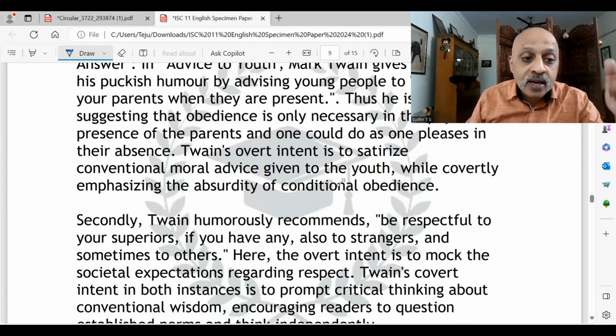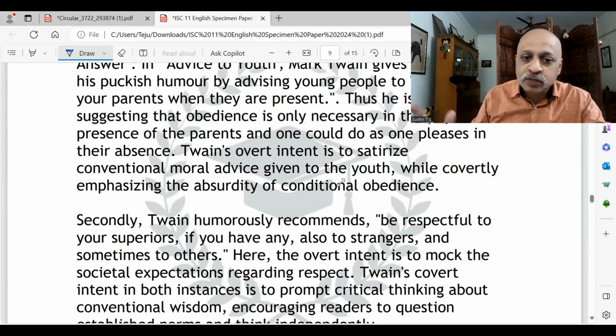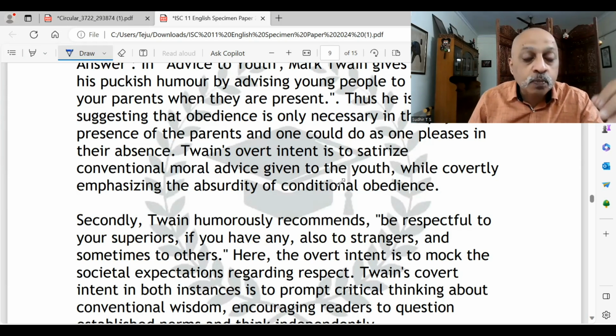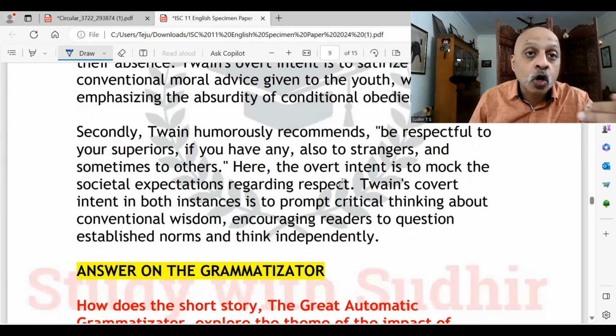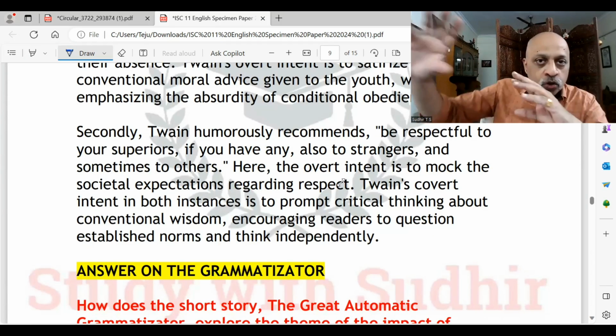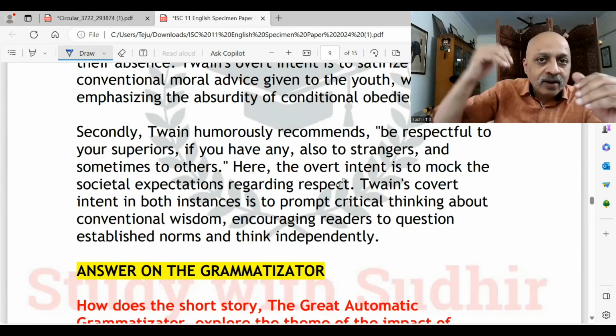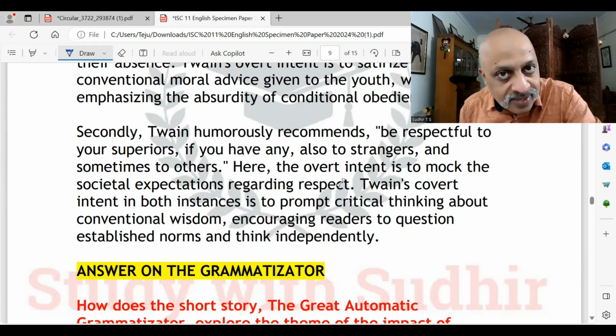Then, second instance, he says, be respectful to your superiors if you have any, also to strangers and sometimes to others. Here, the overt intention is to mock the societal expectation that सबको respect दिखाने की जरूरत है. But the covert intent in actually both the instances is to prompt critical thinking about conventional wisdom, encouraging readers to question established norms and think independently. So you need to divide it into overt and covert while giving the two instances.